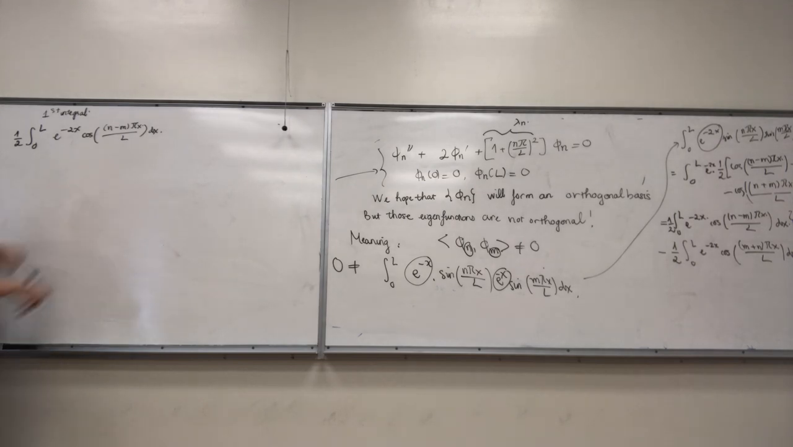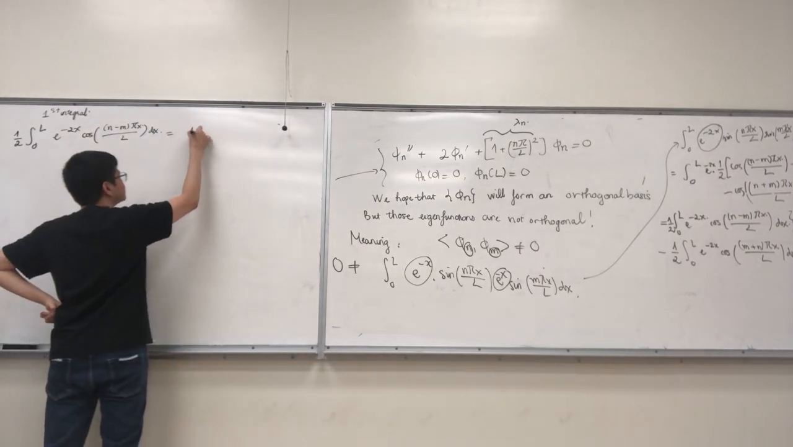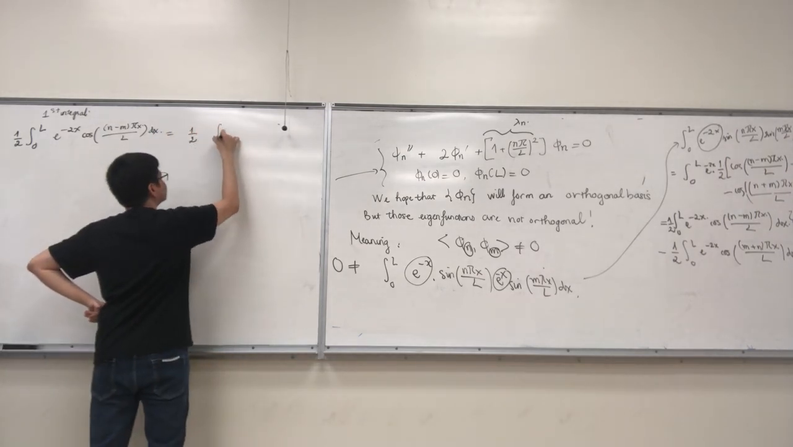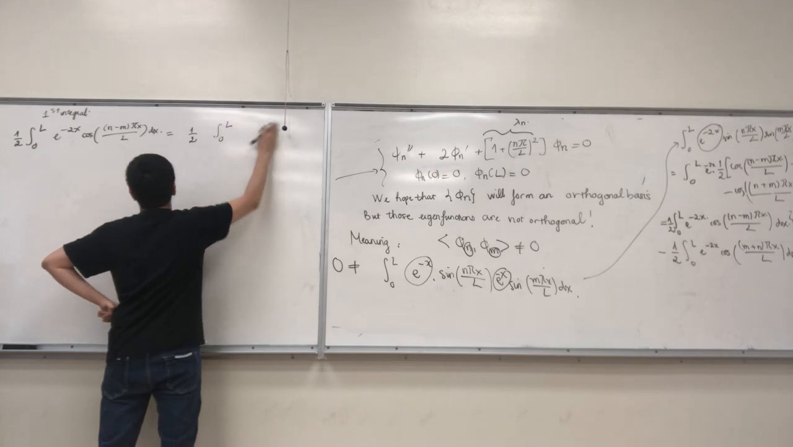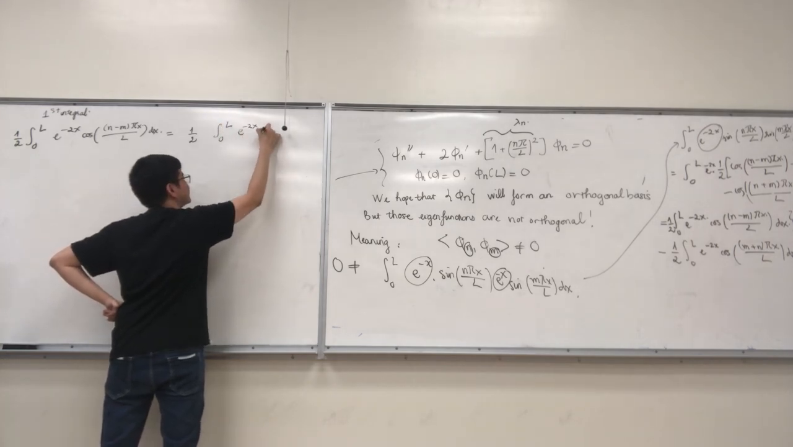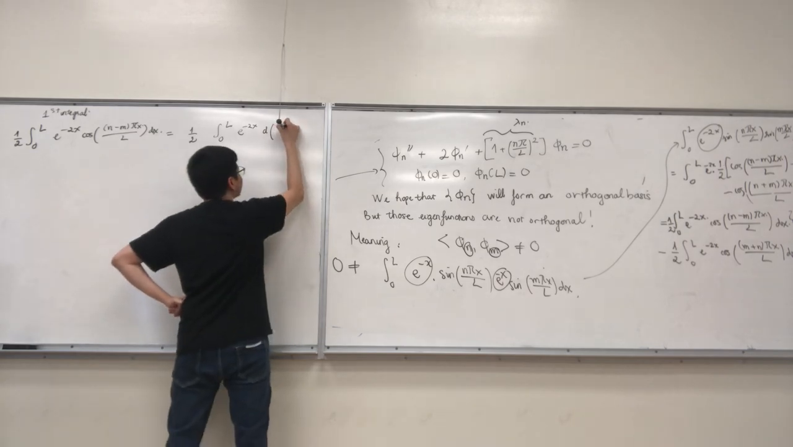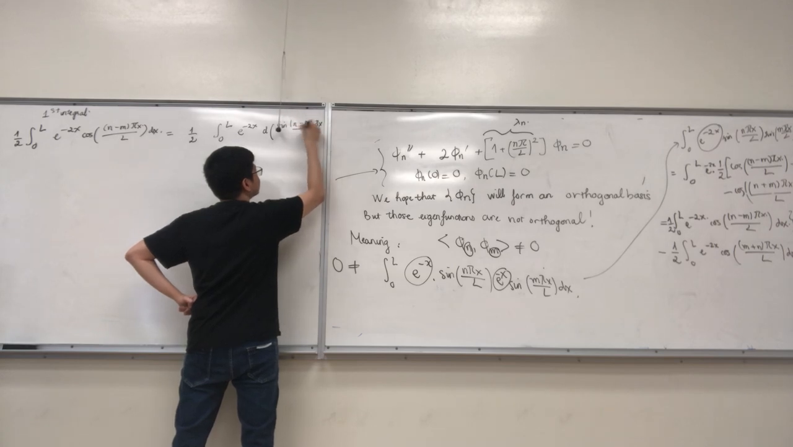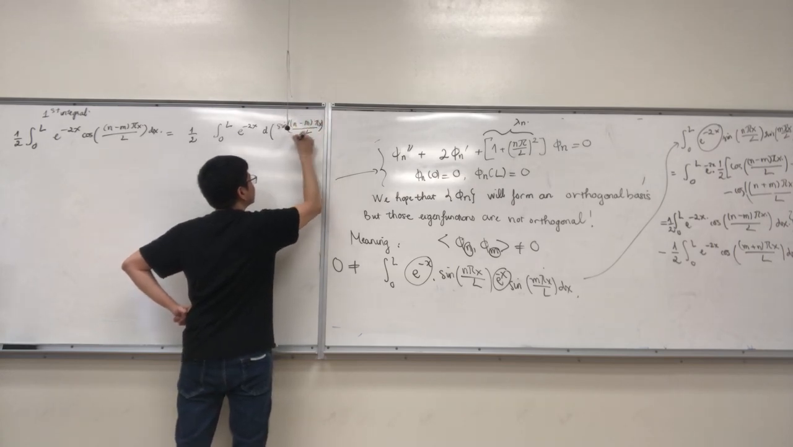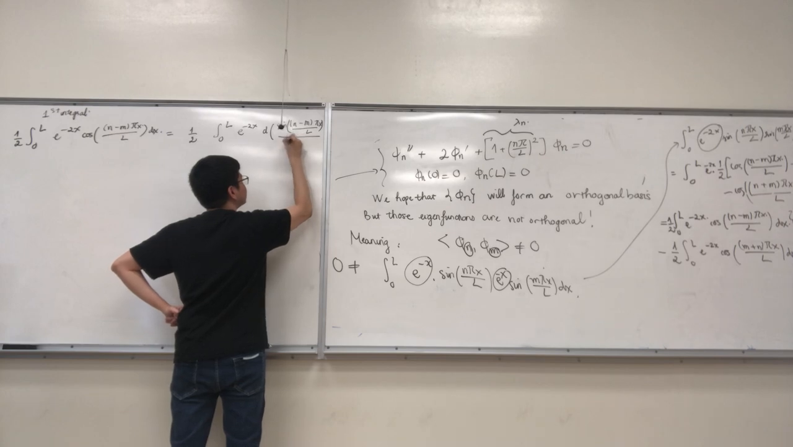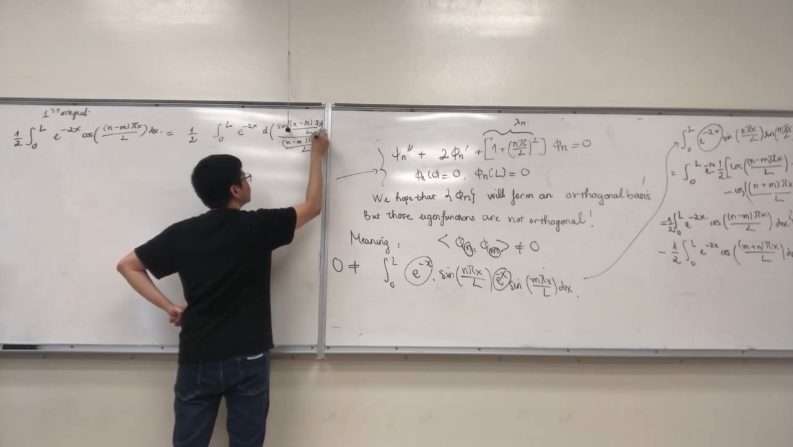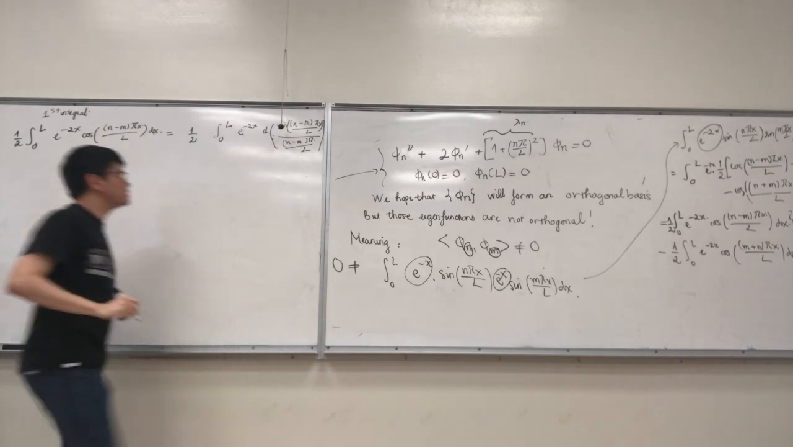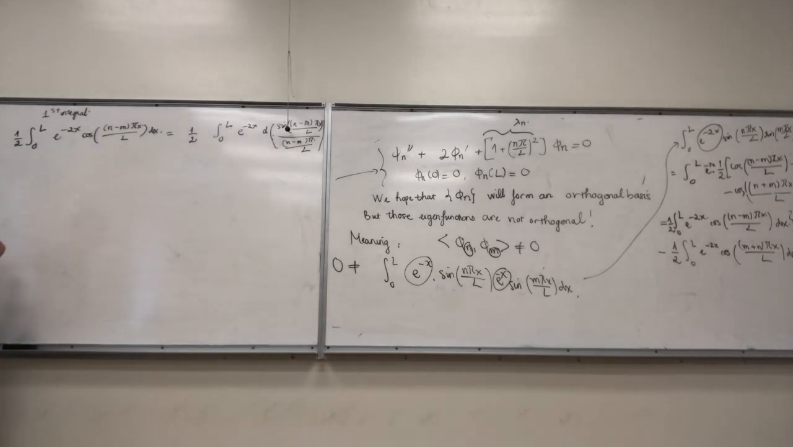Integration. Yes. So this is equal to 1/2 integral from 0 to L of e to the power minus 2x d of sine of (n minus m) pi x over L, dividing by (n minus m) pi over L. This is the whole thing. All right? The negative? No. The derivative of sine is cosine. The derivative of cosine is minus sine.